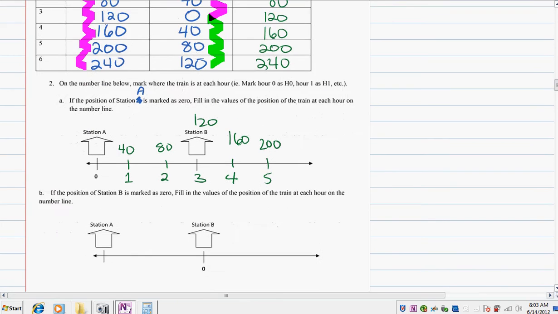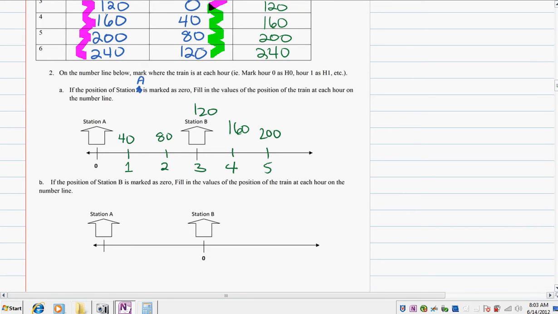But what happens if I start thinking of B as 0? Well, at hour 0 then, I am negative 120, right, is my position.